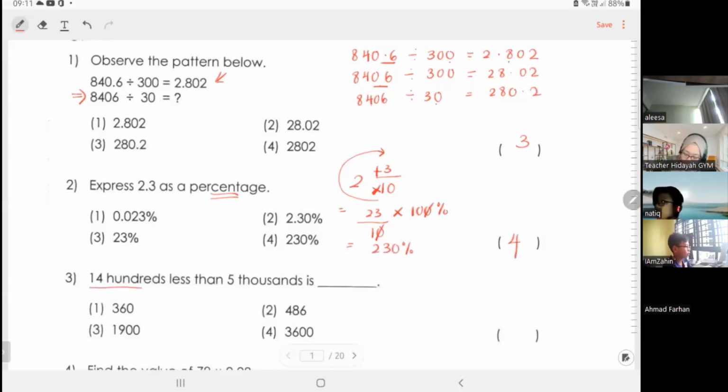Now 1,400 less than 5,000. 1,400 is 1,400. Less means you need to minus. 5,000 means 5,000. Okay, so this is 5,000 minus 1,400. Don't tell me you do not know how to minus. Answer is 3,600. Okay, answer is number 4. Please mark your work now.